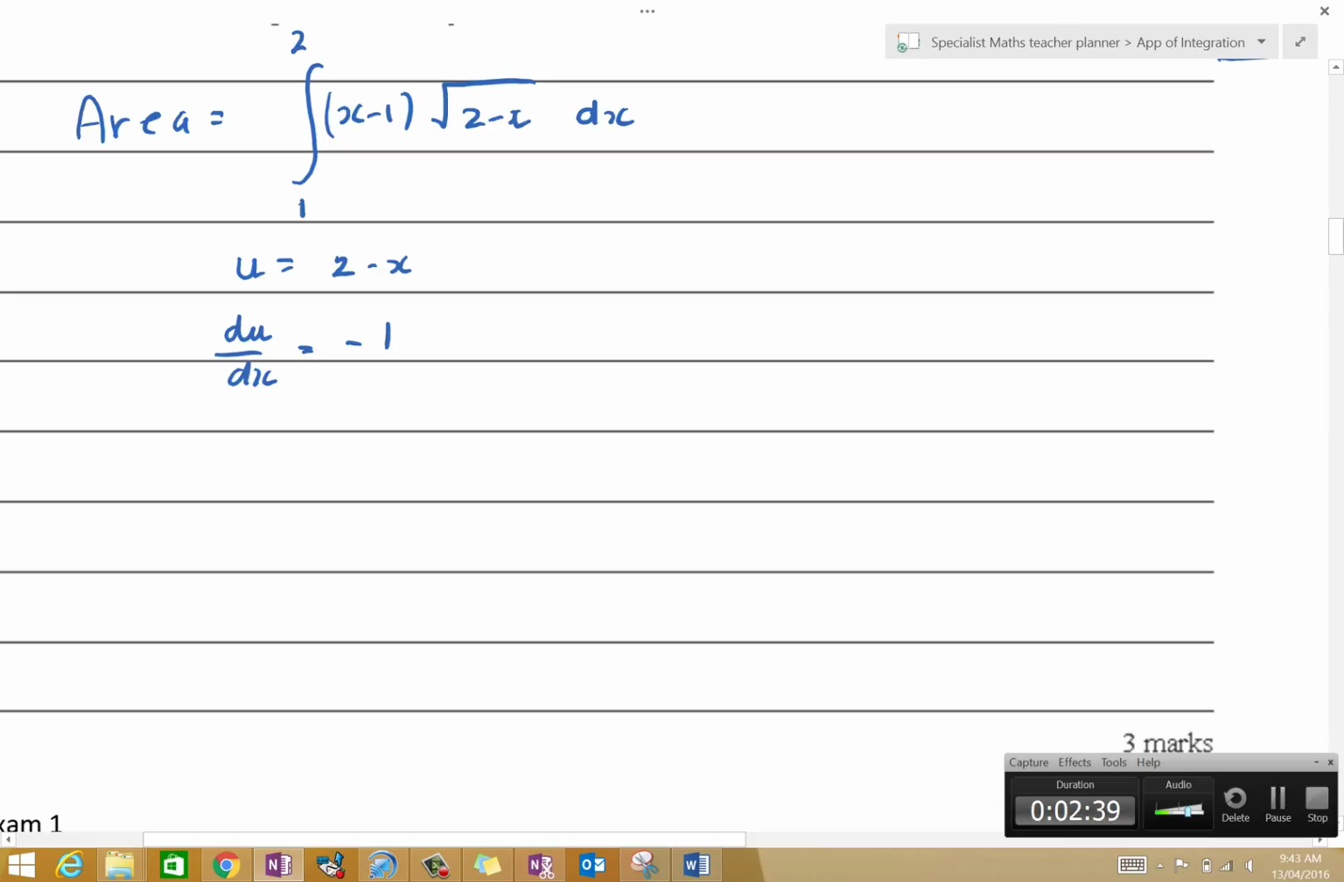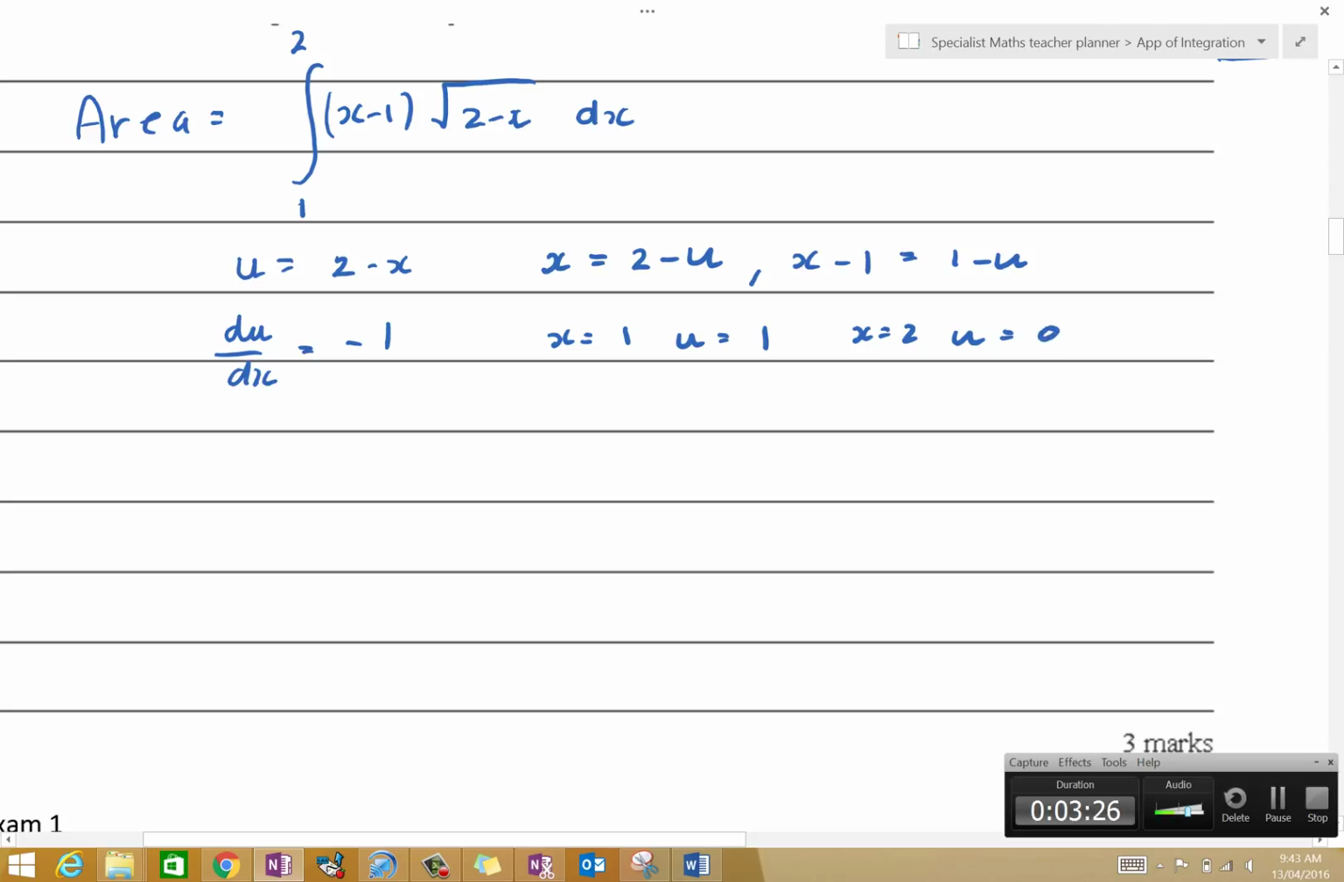All right. Well, if I've got u equals 2 minus x, x is equal to 2 minus u, so x minus 1 would be 1 minus u, wouldn't it? Okay, that's a linear substitution. So I'm going to replace, but I'm doing a u substitution, so when x equals 1, u would be equal to 2 minus 1, which is 1. When x equals 2, u would be equal to 2 minus 2, which is 0.